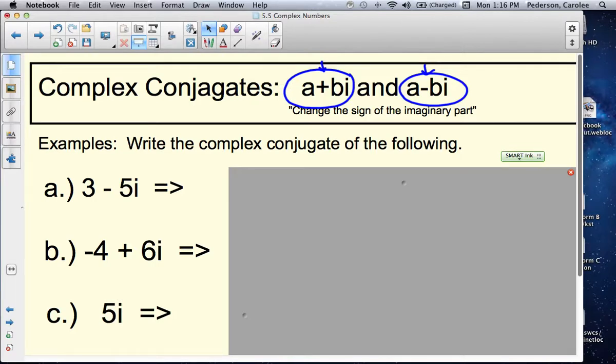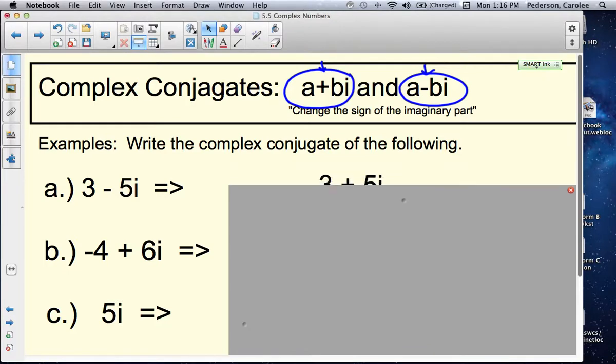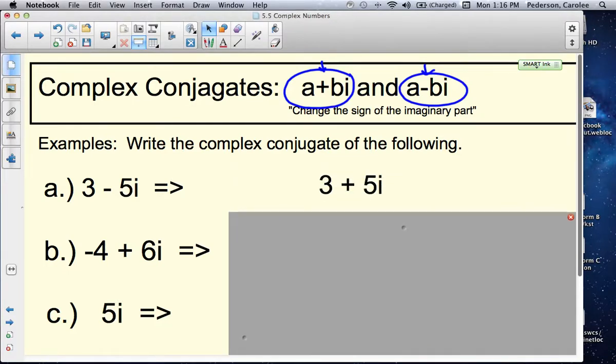Write the complex conjugates of the following. We have 3 minus 5i. It's asking us for the complex conjugate. So what you do is you change the sign of the imaginary part. So its conjugate is going to be 3 plus 5i.